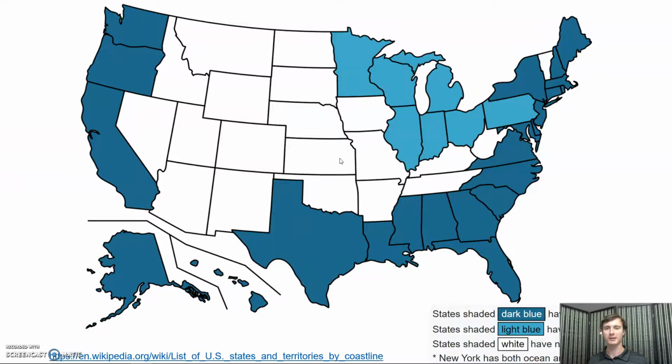So let's go ahead and take a look at our map here. The states with dark blue are going to have some sort of ocean coastline. States up here with light blue have some sort of Great Lakes coastline. New York is lucky enough to have both. And you might ask yourself the question here, which of these states is going to have the most total amount of coastline? What would be number 1? What do you think would be number 2? And what do you think would be number 3?